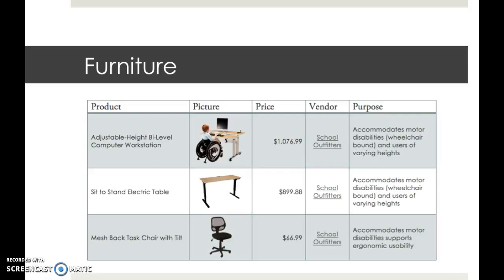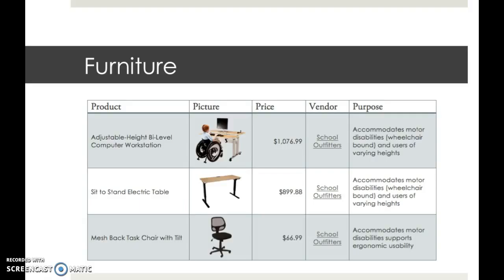With accessible furniture and hardware comes a price tag. There are two adjustable height tables that I found to work really well in the K-12 computer lab. First, I would provide 2 to 4 adjustable height bi-level computer workstations, and 8 to 9 sit-to-stand electric tables that are 72 inches in length to accommodate 2 children per desk.